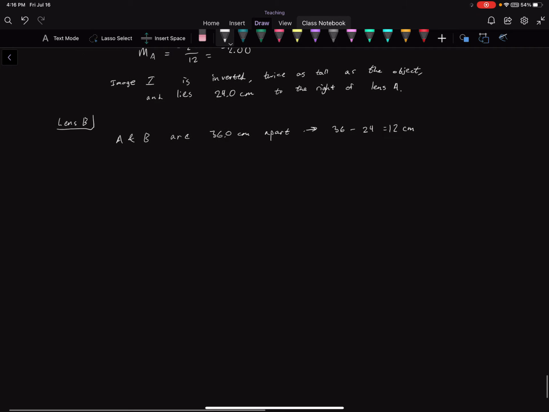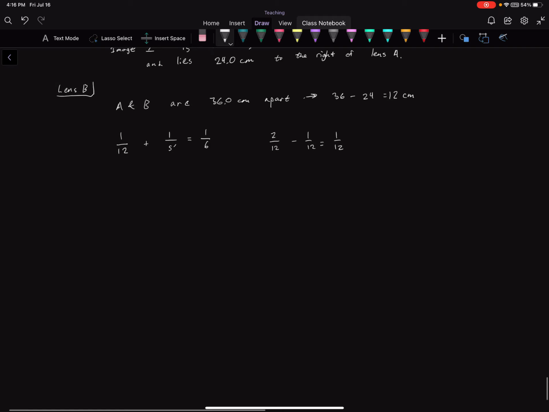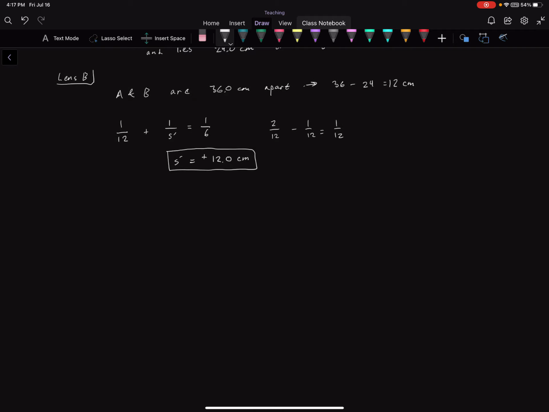So now we can go back to our thin lens equation for this lens B situation. 1 over 12 plus 1 over S prime is equal to 1 over the focal length of lens B, which is 6. And yet again, common denominator here. Boom. I always have to write those out. S prime equals a positive 12.0 centimeters. And that is our answer, one of the things that they're looking for.